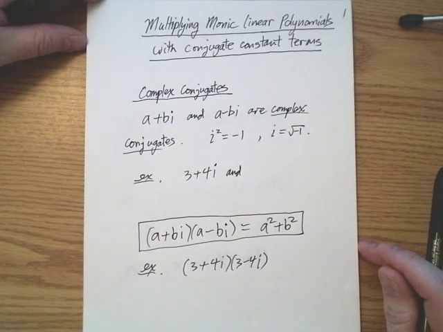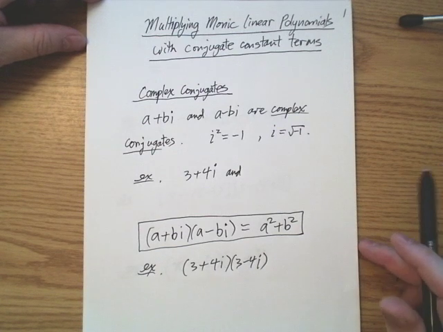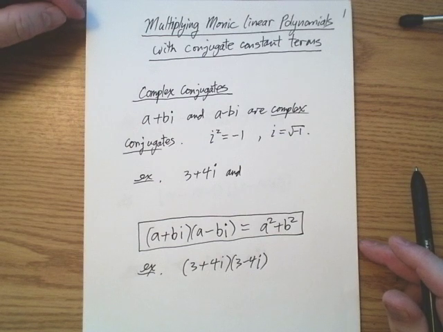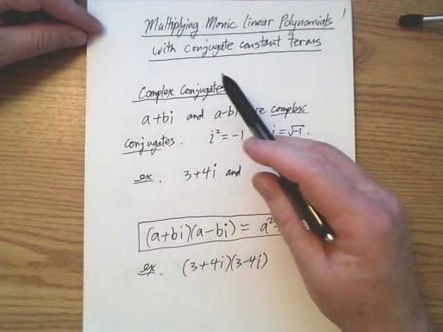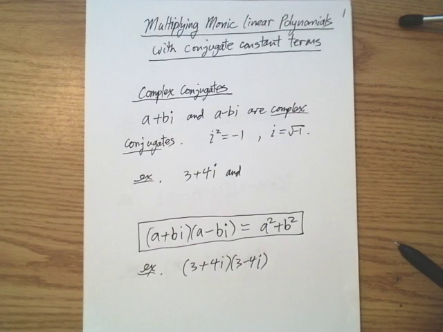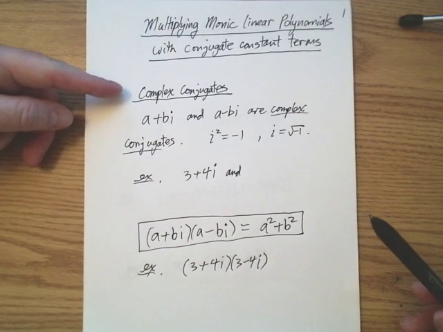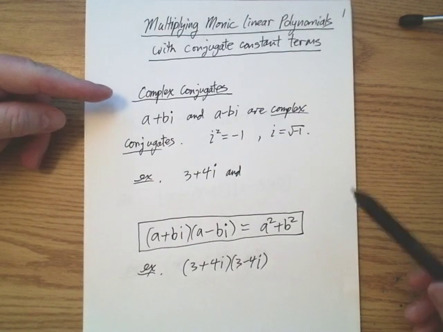Okay, let's talk about another little bit of esoterica here that will actually be useful later on in this chapter. I'm going to entitle this Multiplying Monic Linear Polynomials with Conjugate Constant Terms, okay? Let's go back and recall complex numbers and complex conjugates.